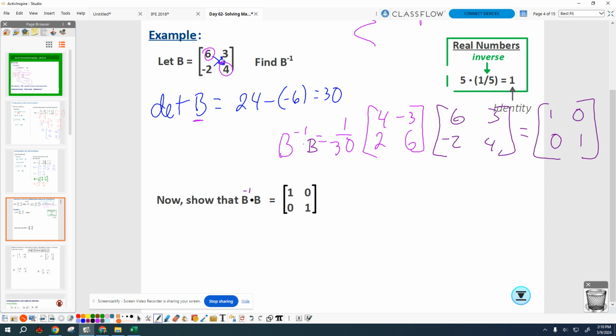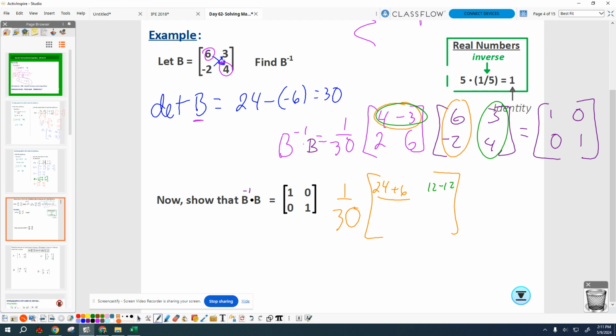All right, so Jason, I'm going to leave this ugly 1 over 30 out front. But what is that spot going to be? It should be 24 plus 6, which is 30. Okay, and then the top right would be 0. 4 times 3, which is 12, minus 12, which is going to be 0.